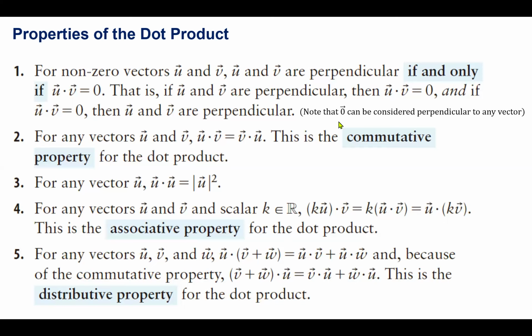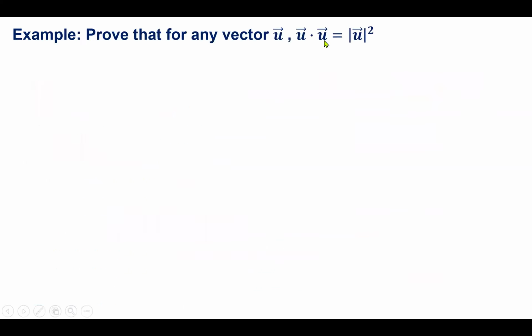All right, have you finished? Then let's consider an example problem. Can you prove one of the properties? For example, can you prove that for any vector u, the dot product of u with itself always equals the magnitude of this vector squared? Okay, I'll give you 3 minutes to have a look at this problem by yourself.